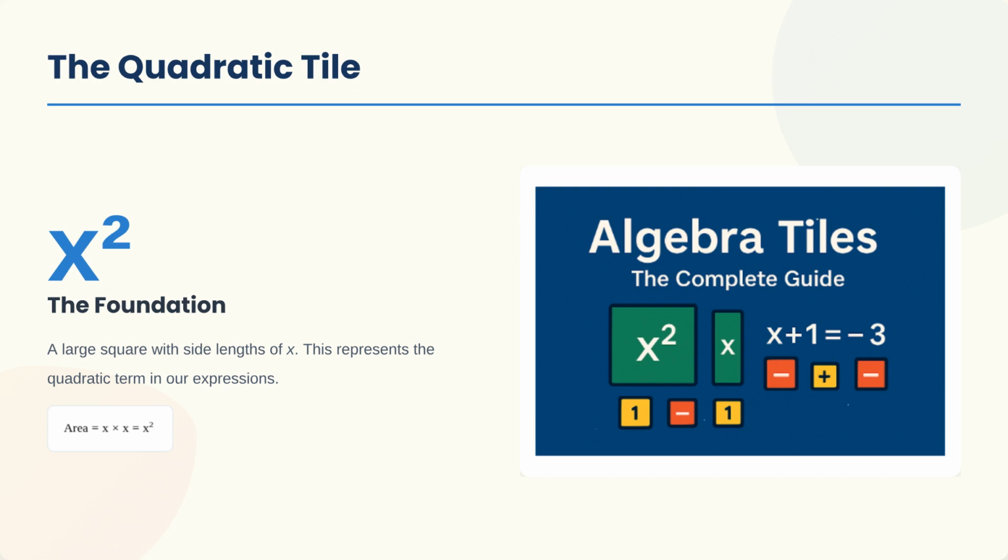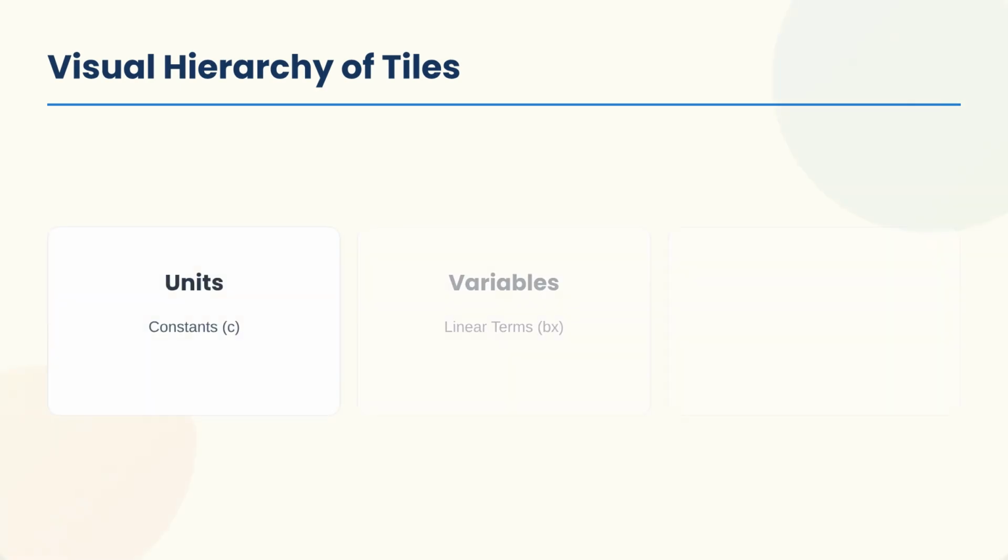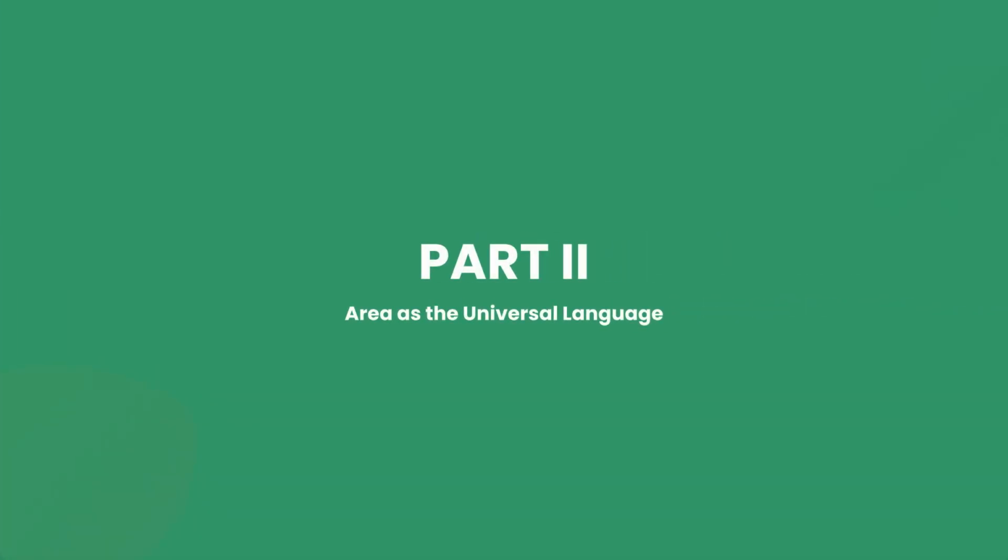Finally, we have the quadratic tile, the foundation of our work. This is a large square with side lengths of x, representing the quadratic term. Together, these create a visual hierarchy. Units represent constants, variable tiles represent linear terms, and the large square represents the quadratic term. Part 2 explores how we use area as a universal language for these expressions.